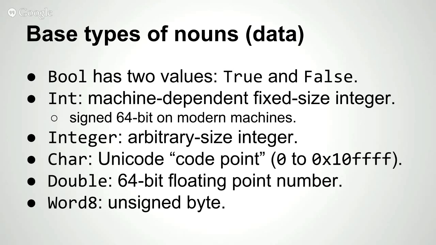If you are counting on a 64-bit integer, or if you are doing number theory where you can't afford overflow, you should use Integer, which is arbitrary size. We also have a Char. Different than Integer? Yes. Int is the 64-bit, or a machine size word, and it's signed. Integer will never overflow. Char is a Unicode code point. Double is a 64-bit floating point number. And then Word8 is an unsigned byte. You'll see that a fair amount. There's also Word16, 32, 64, but you probably won't see those very often.